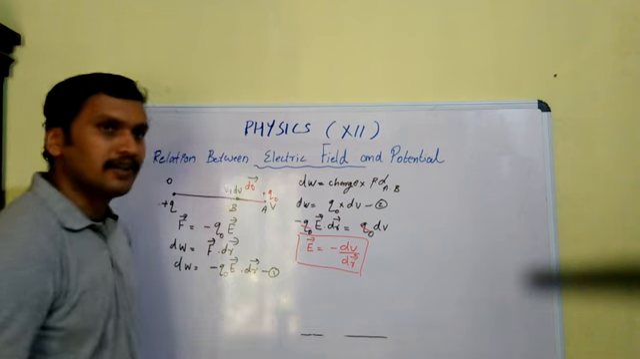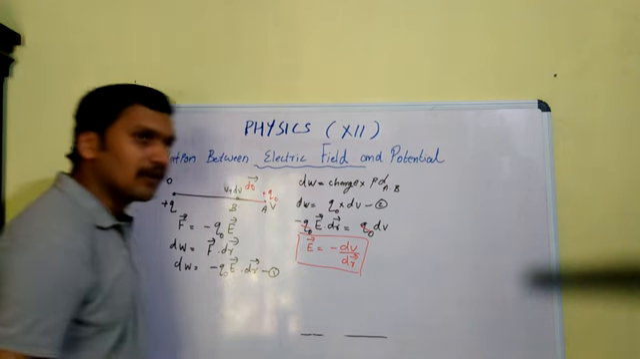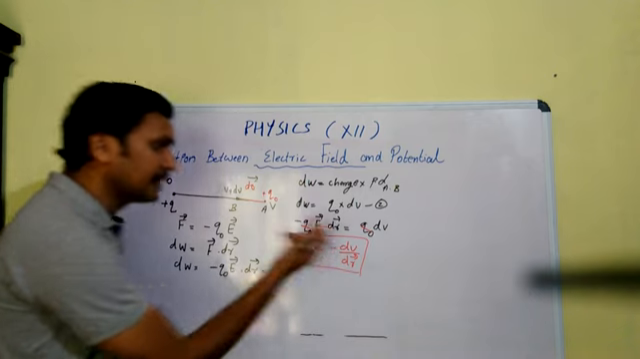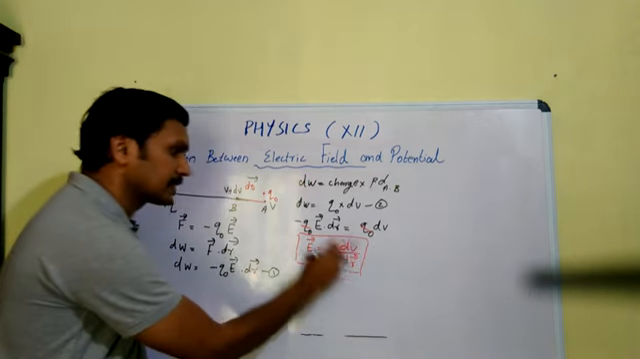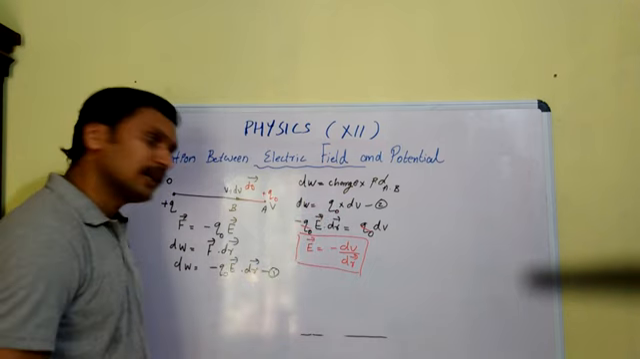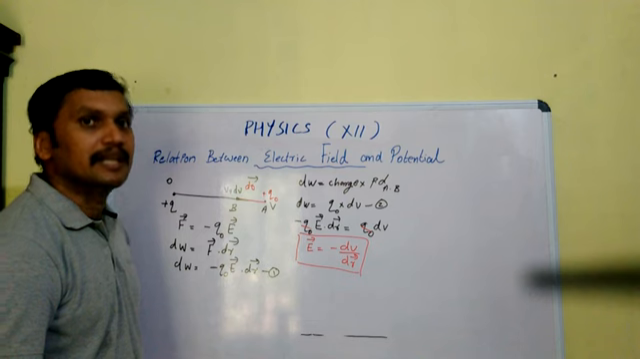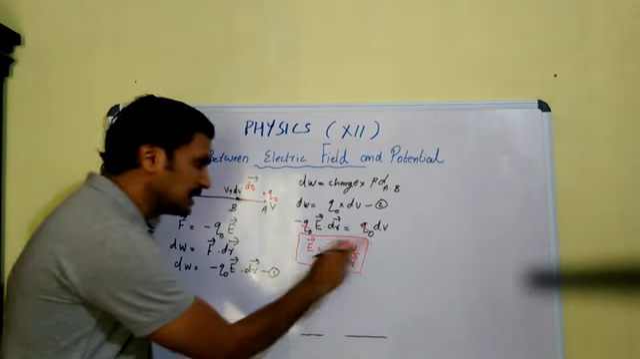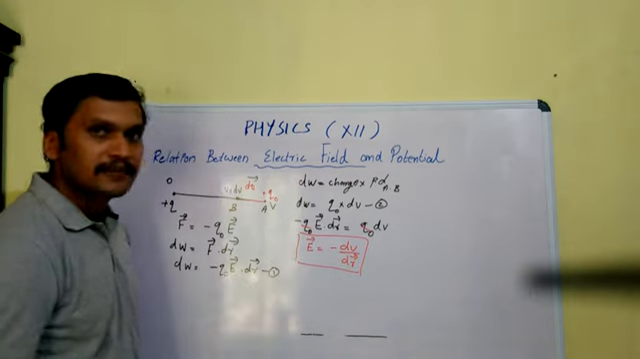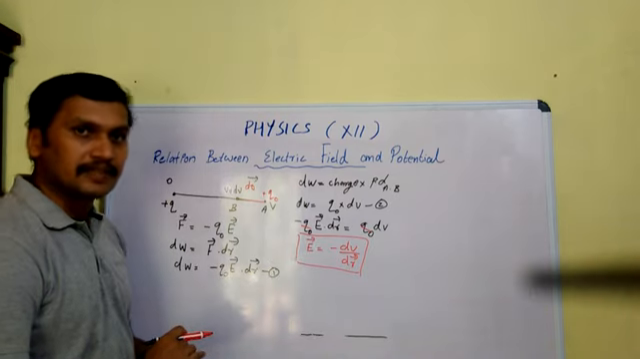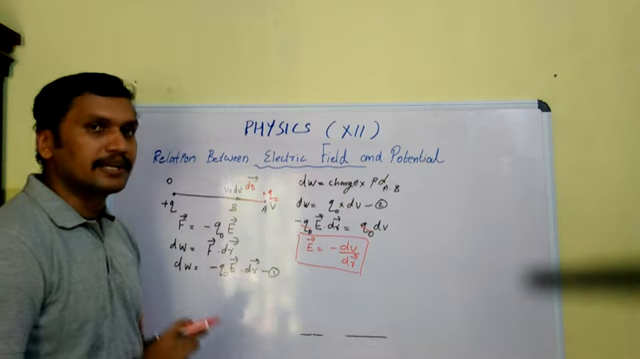Intensity of electric field at a point is equal to minus of this term dV by dr. Actually it measures how potential is changed with respect to the distance. So we can call that quantity dV by dr as potential gradient. The intensity of electric field at a point in an electric field is equal to the negative of potential gradient.